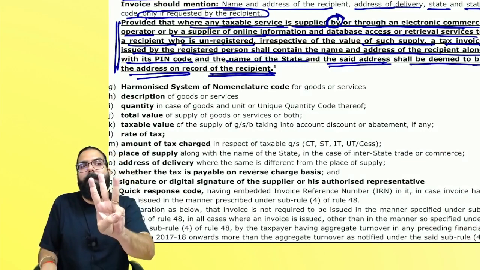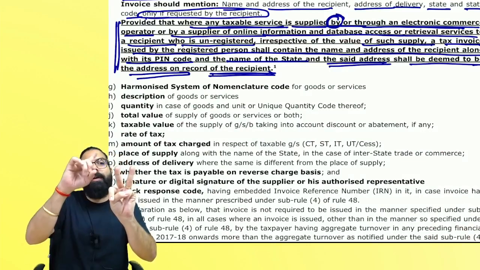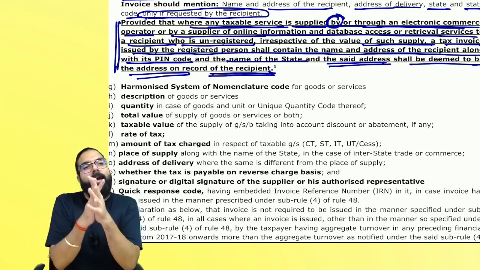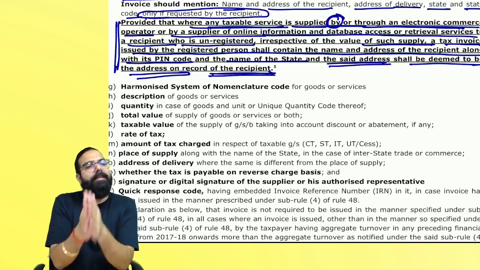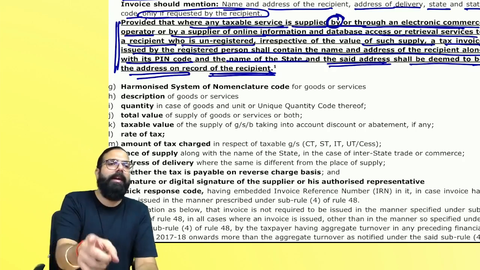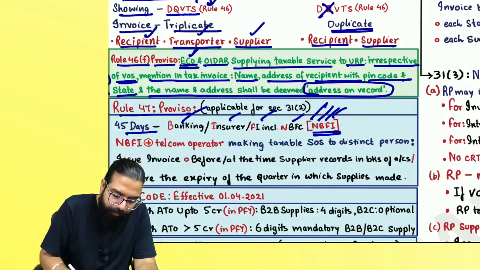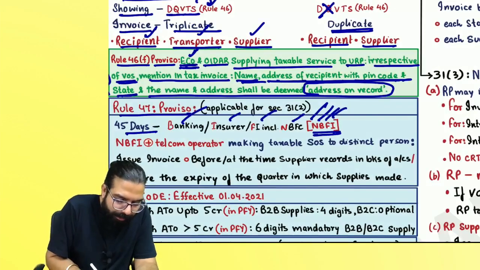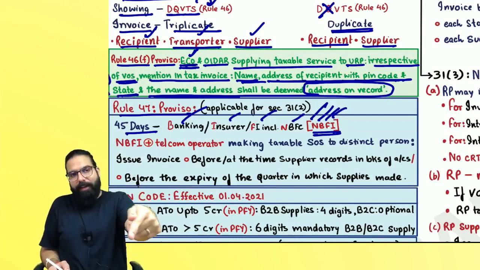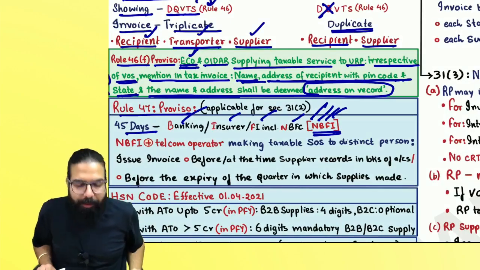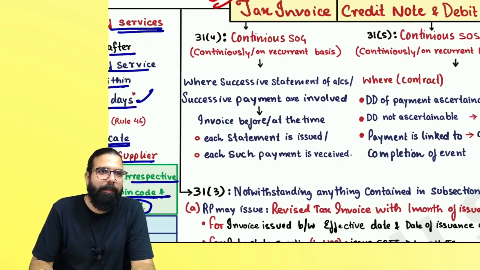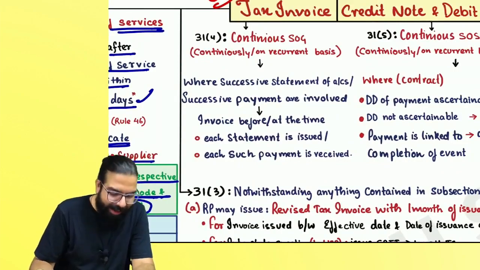So, three people, remember: either a person selling through e-commerce, or an e-commerce operator, or an OIDR supplier. Remember one thing, in these three cases, even if the value is less than 50,000, even if it is selling to an unregistered person, still in their invoice they should mention the name, address with PIN code and state, and the name and address shall be deemed as address on record of the recipient in the books of the supplier. Everyone, where do we need address on record? When you read the place of supply chapter, there you need address on record. Can I go ahead, everyone?